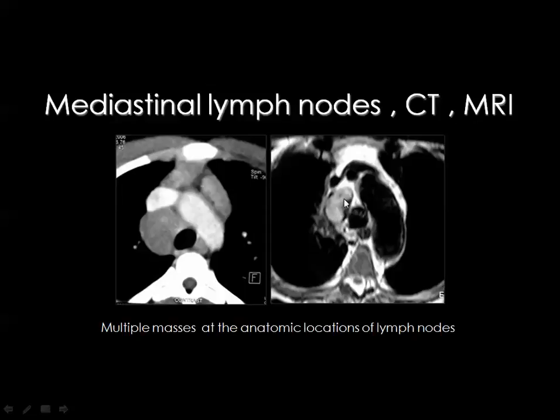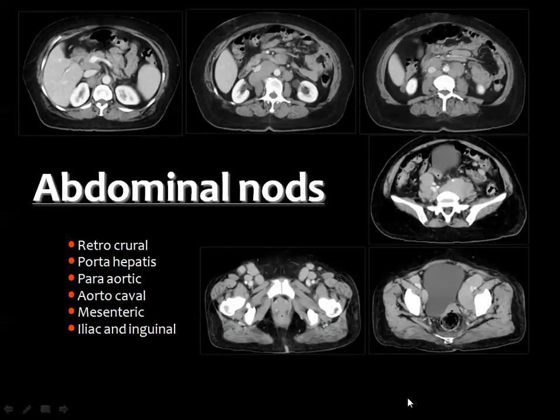Lymph nodes in the abdomen are located behind the diaphragmatic crura, and these are known as the retrocrural nodes. Also seen in the porta hepatis, the para-aortic, and the aortocaval, between the aorta and the IVC. This is a group of lymph nodes. Mesenteric lymph nodes are arranged around the root of the mesentery, and iliac lymph nodes are seen around the common iliac arteries and also in the region of the internal and external iliac arteries. And finally, you see the inguinal group of lymph nodes.